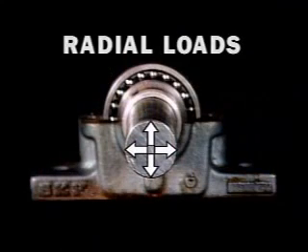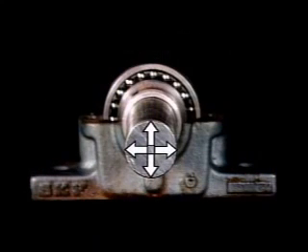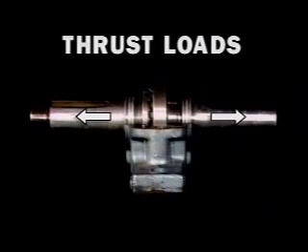Bearing designs differ depending on the type of load they're designed to support. We're going to discuss the two types of loads that bearings can be subjected to: radial loads and thrust loads. Radial loads are forces that act along a radius of a bearing or shaft. This rolling element bearing is designed to resist a radial load. Thrust loads, or axial loads, are back and forth forces exerted on a bearing or shaft in a direction parallel to the axis of the shaft.